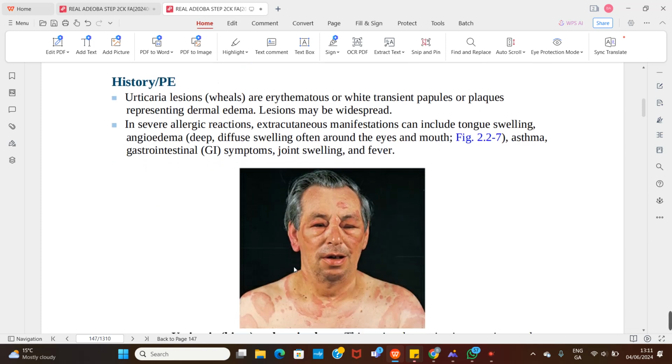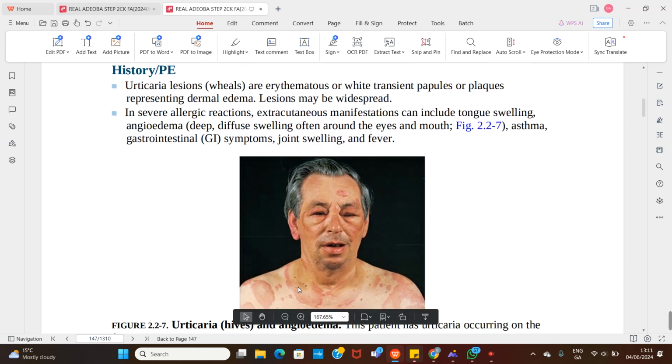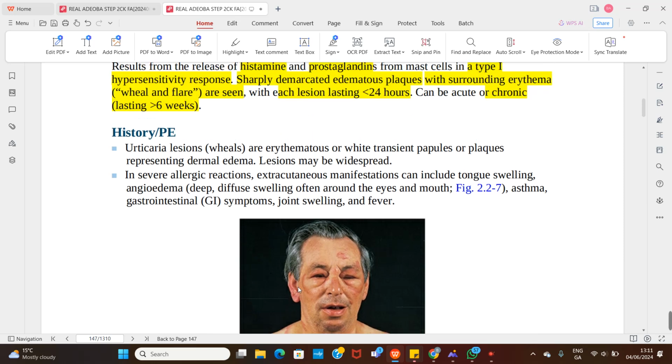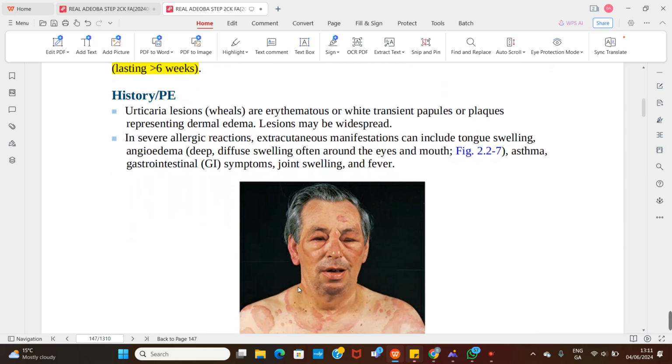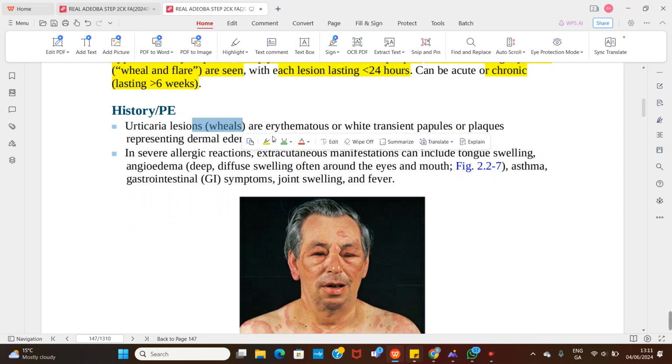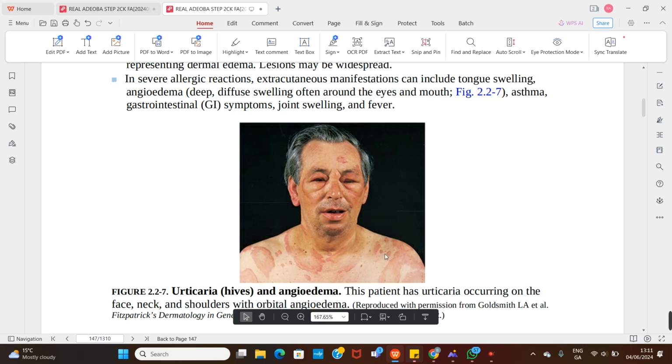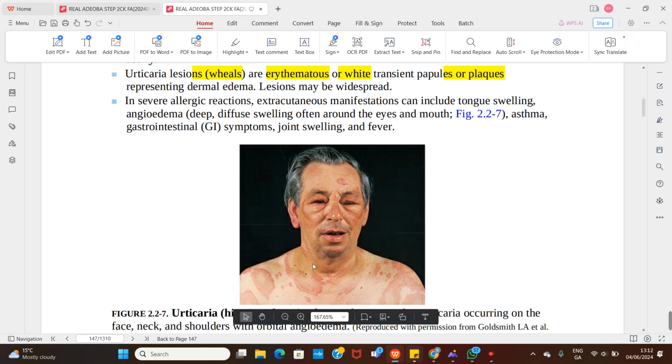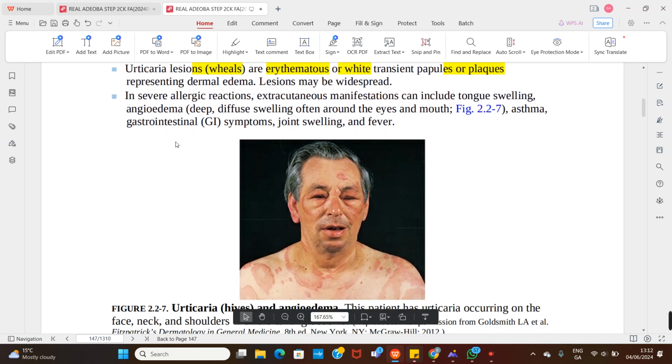And you are going to have these lesions and the symptoms of pruritus, pain, and erythema from the histamine. And just like we have said, they are known as hives, or you call them wheals, right? Because they are erythematous. Sometimes they can be whitish, right? Papules, or most commonly plaques, because most commonly you see them very big, as plaques. Sometimes you can have small lesions as papules, but most of the time you see them very big like this, as plaques, representing dermal edema, just like we have talked about.